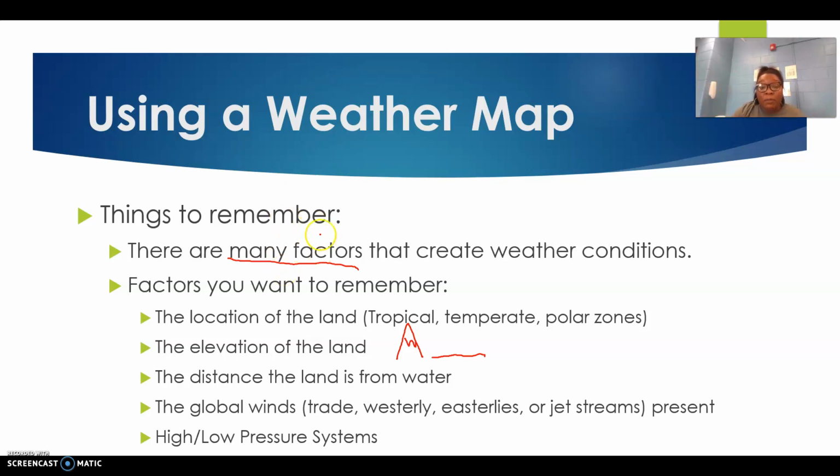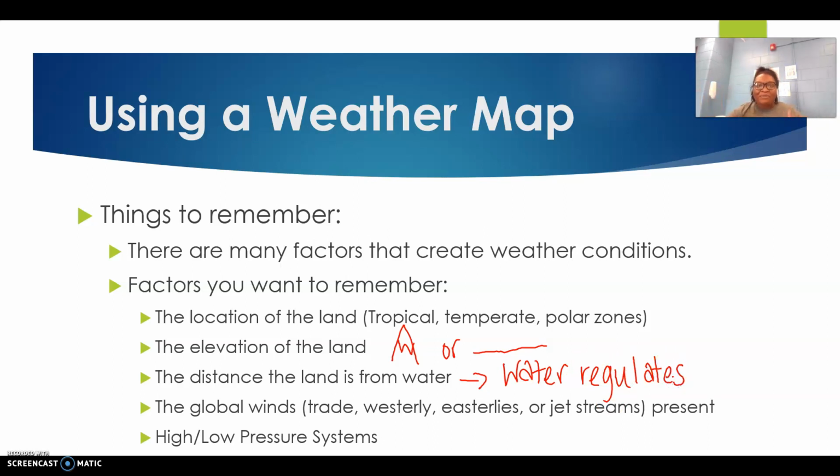That's going to change your weather too, because we need to make sure we understand here, and we're writing this down, that water regulates or controls temperature. So the temperature of water, as we learned with land breeze and sea breeze, changes very slowly. It increases very slowly and it decreases very slowly. Because of this, water is able to regulate or control the temperature of the land that is around it. It regulates land's temperature.